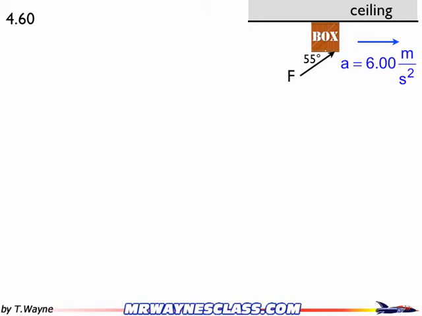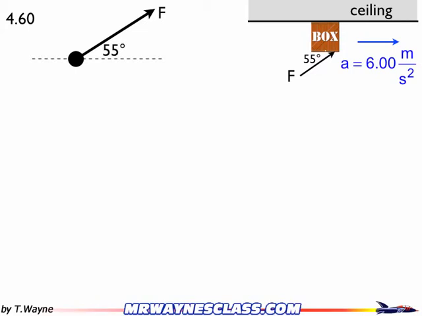So this is the setup solution for problem number 60 in the free body diagrams. I've got a box sitting on a ceiling being pressed or pushed by a force at a 55-degree angle, and the box is accelerating to the right at 6 meters per second squared. Here's a reference line, and there's a body that represents the box, and then it's got a force pushing on it at a 55-degree angle.